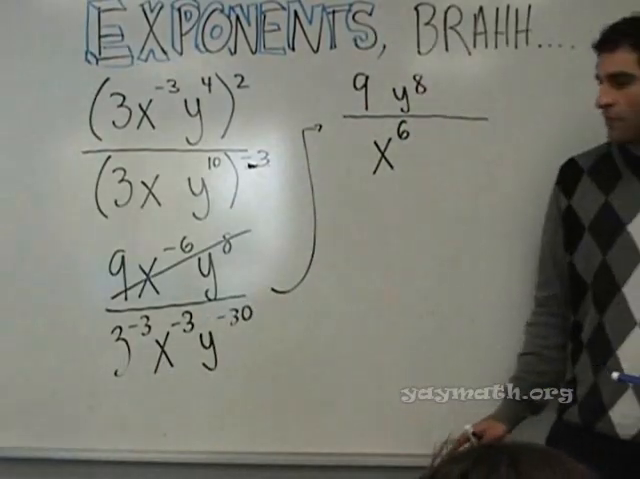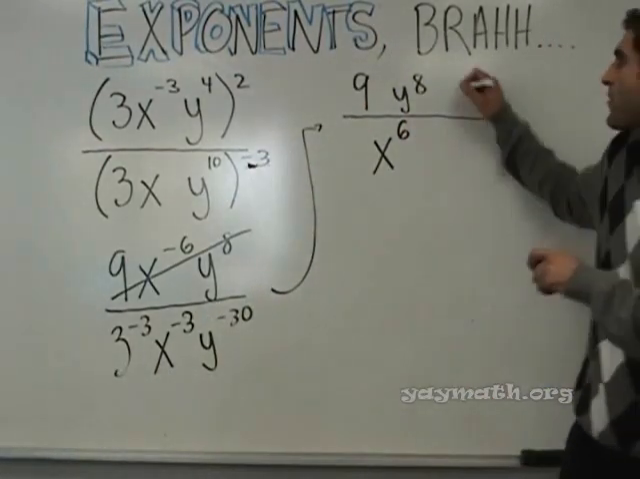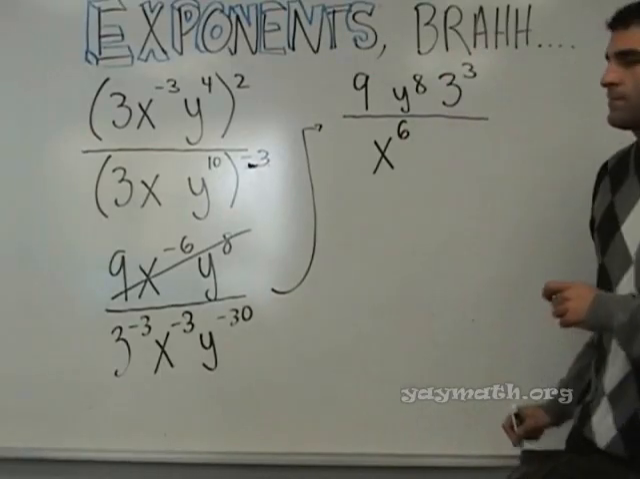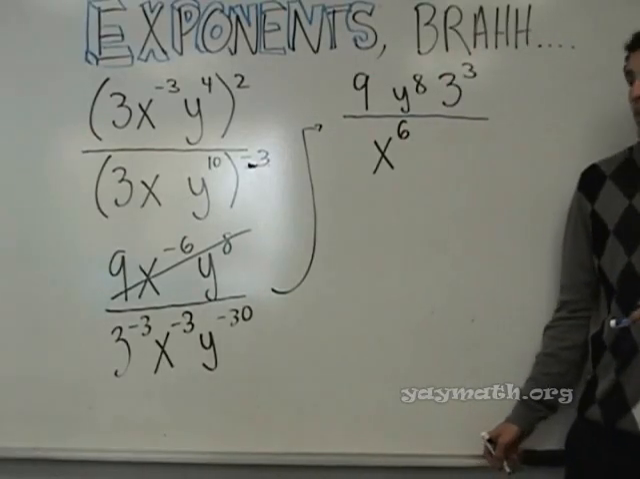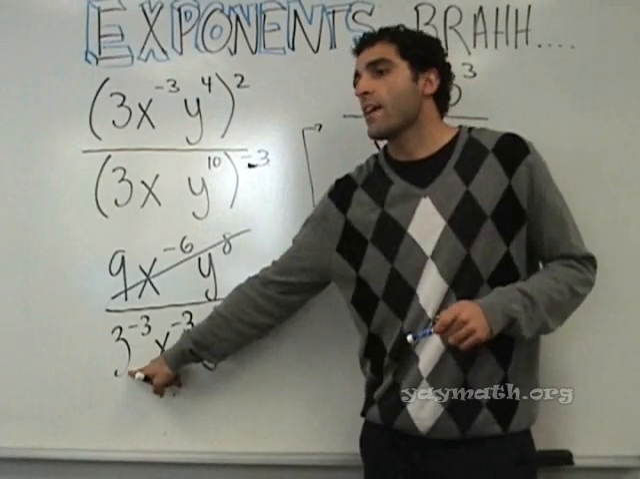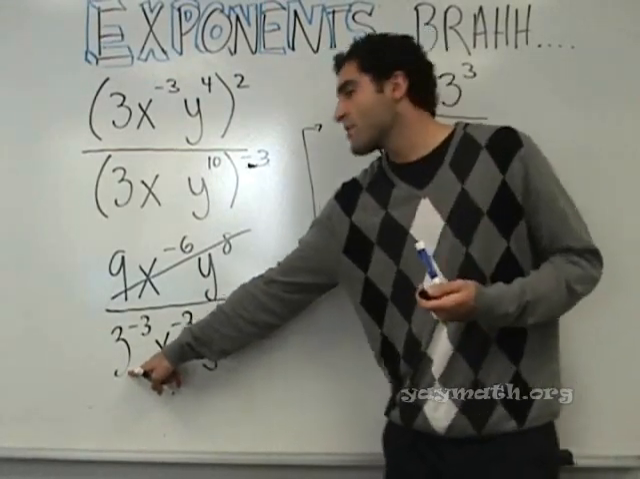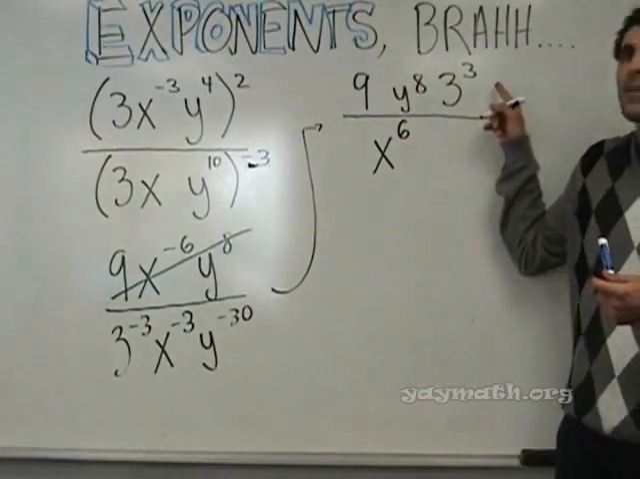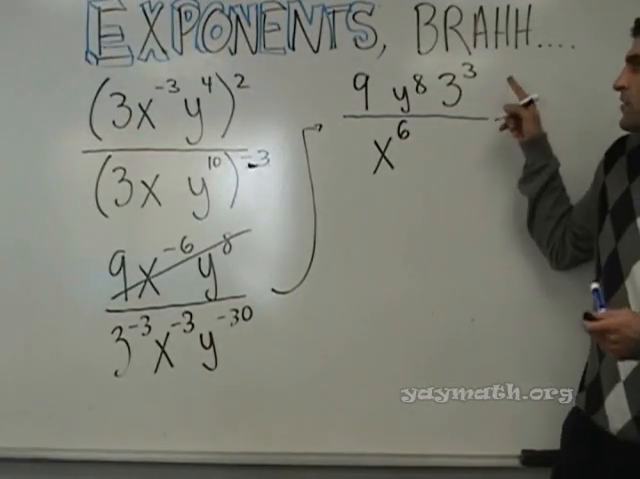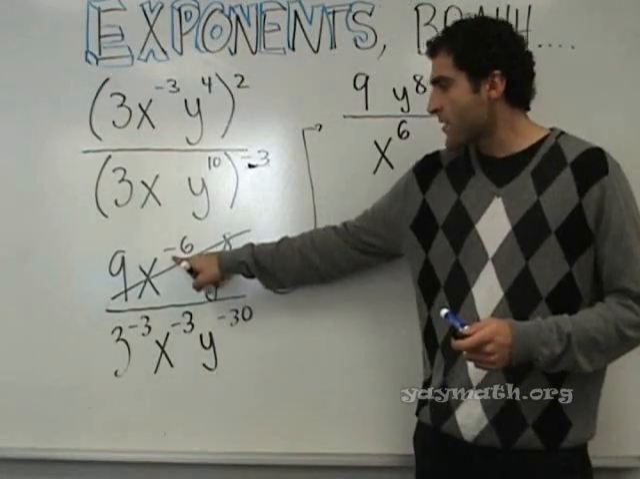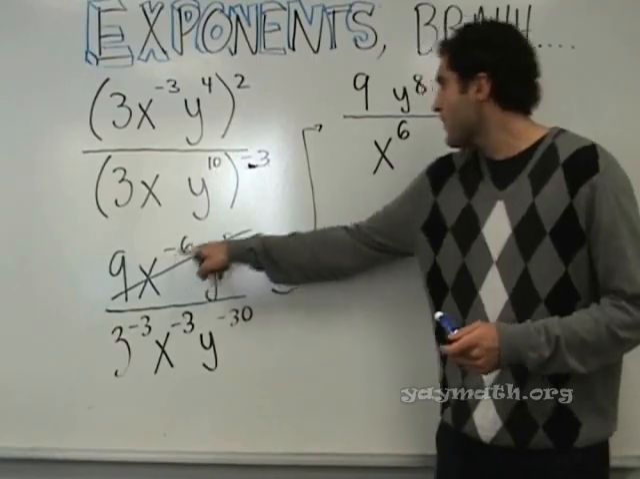Why does it move? Negative exponent, so it becomes 3 to the positive 3. Wait, I'm confused now. Okay, see this? It has a negative exponent, so it moves to the top of the fraction and becomes a positive exponent, just like this was a negative exponent at the top and it moved to the bottom.